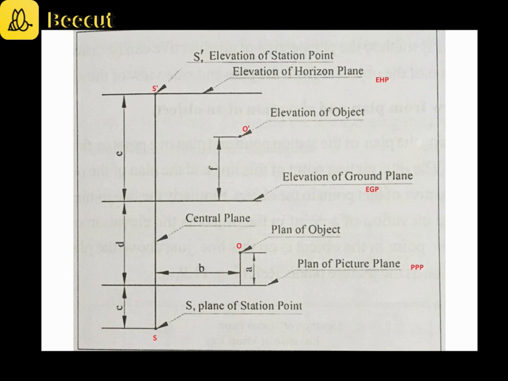So we have basically four different planes. The ground plane. Then we have a picture plane, which is a plane that is perpendicular to the ground plane. Then we have the central plane, the horizon plane, and in special cases we have an auxiliary ground plane, which is a plane that is parallel to the ground plane. All these planes are represented using capital letters. For example, GP represents the ground plane, PP represents the picture plane, CP represents the central plane, etc.